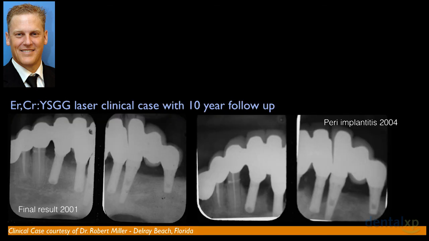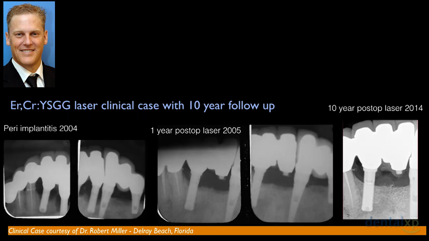He placed a case here in 2001 and noticed that in 2004, when the patient returned, there was significant periimplantitis around the 2 most medial implants. The second implant he was unable to salvage, but the first implant, the most medial implant, in 2004 he did treatment with the laser, and you can see the immediate post-op in 2005, and the 10-year follow-up in 2014 still shows the implant in place.